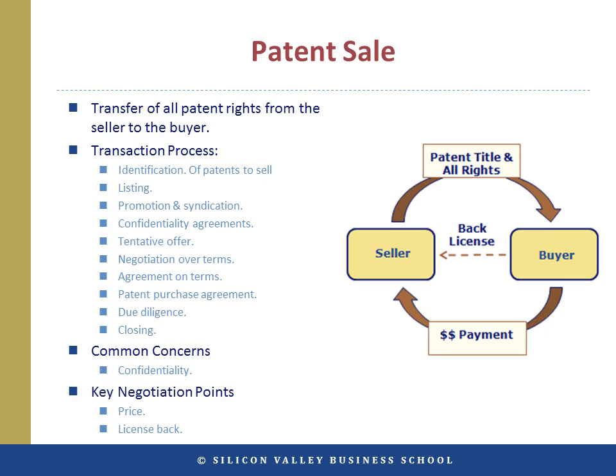Prior art investigations may be carried out by the buyer. Any licenses, liens, or other encumbrances need to be disclosed and discussed during the due diligence process. After the due diligence process is complete, the closing process involves transfer of payment in exchange for patent rights and recording of the assignment with the Patent Office.